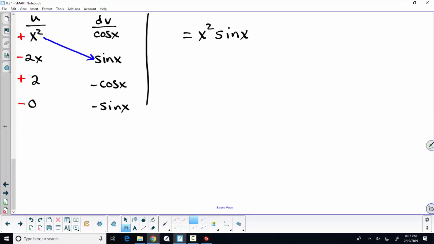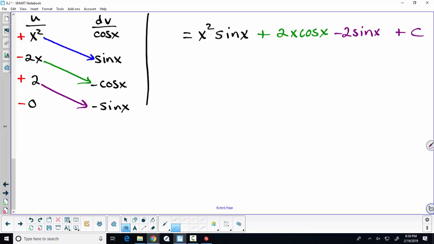Move diagonally again, starting with a negative 2x times a negative cosine. Gives us a positive 2x cosine x. And then finally, the 2 times the negative sine. So negative 2 sine x plus c. So you say that's the same exact result.